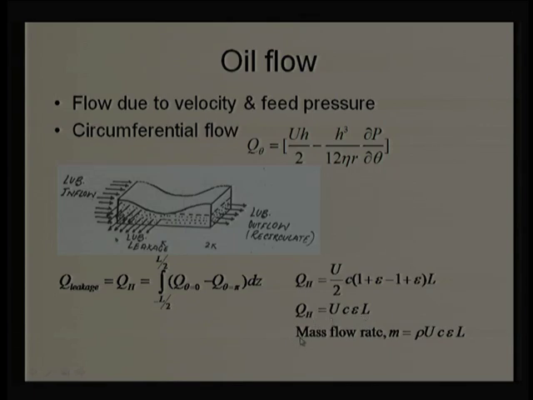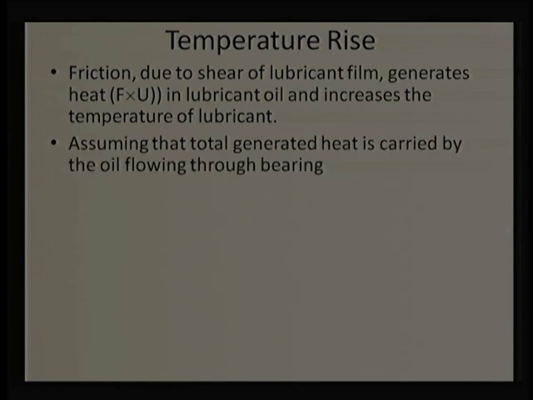But if we are interested in the mass flow rate, what are we going to do? We are going to multiply with the density, generally kg divided by meter cube, and meter cube will cancel out, turning out to be kg per second, the mass flow rate. This is important for calculating the temperature rise. To find the temperature rise, we need to find the heat generation: the friction force into velocity gives us the generated heat, and that is going to be carried away by the liquid lubricant.